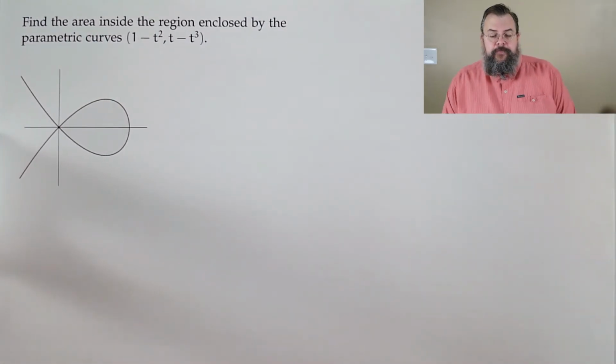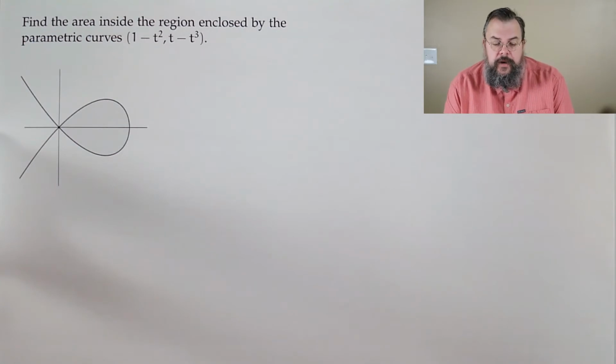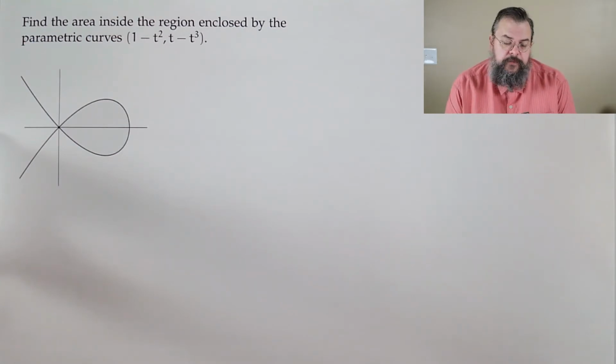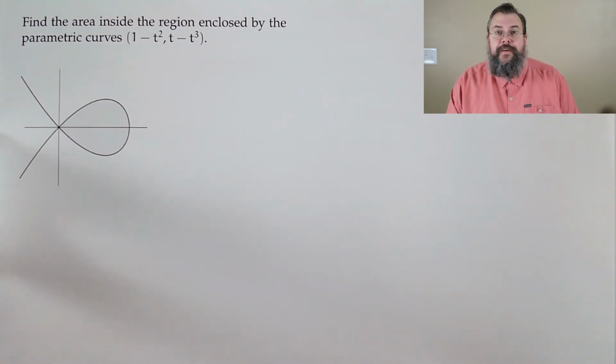Find the area inside the region enclosed by the parametric curves. Well, it's really a parametric curve. That's not two curves. It's one single curve: 1 minus t squared, t minus t cubed. And it even gave us a picture. So we say, okay, that's what we're trying to look like.